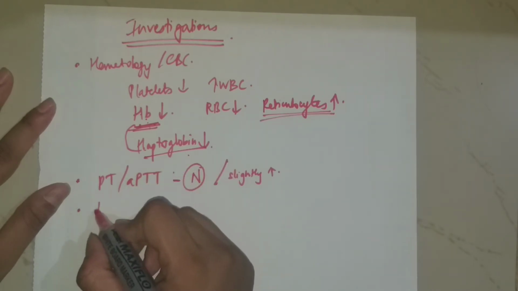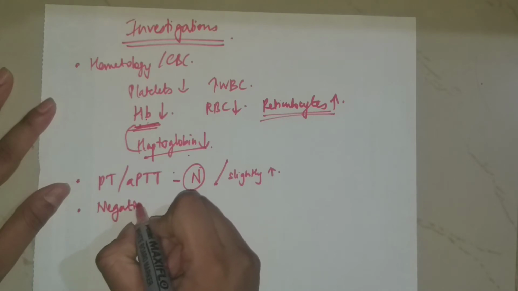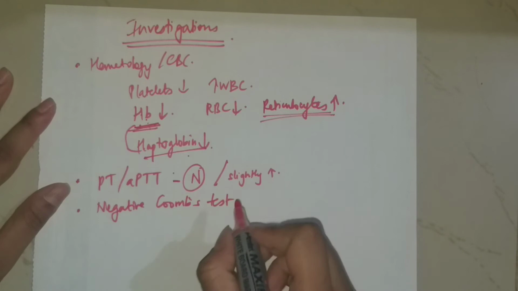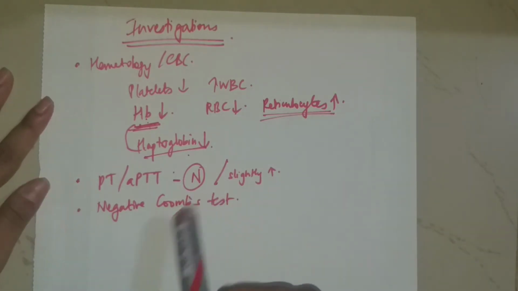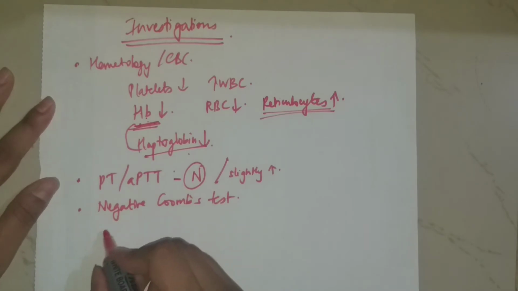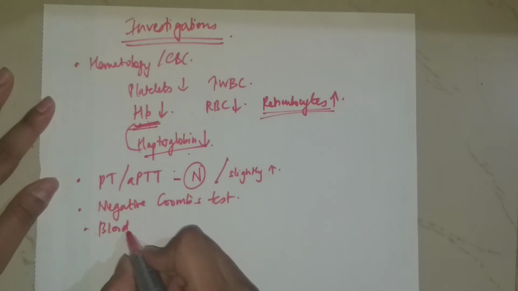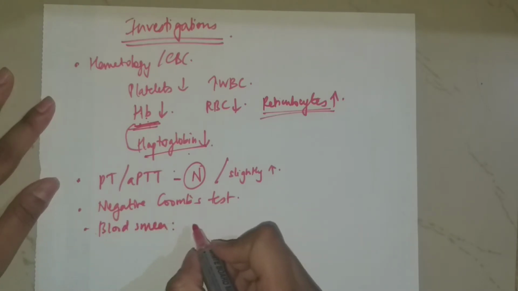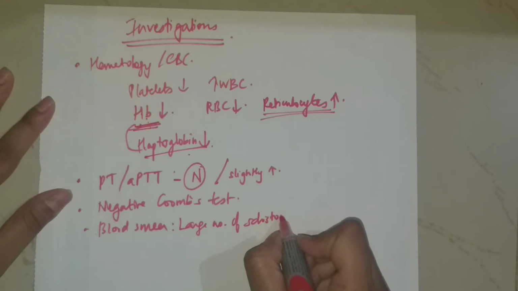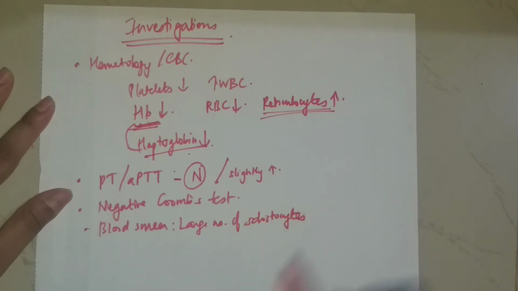Also, one important thing to remember is there's a negative Coombs test. This is very important because it suggests there is no autoimmune basis for this. So there is a negative Coombs test. Also, which I mentioned before, in the blood smear, there is a large number of schistocytes, that is deformed or broken down RBCs.